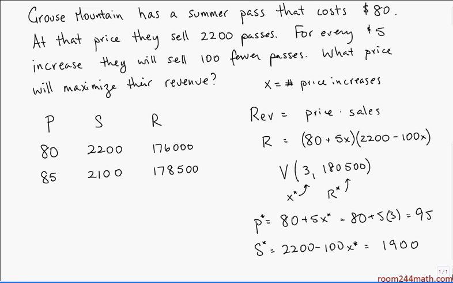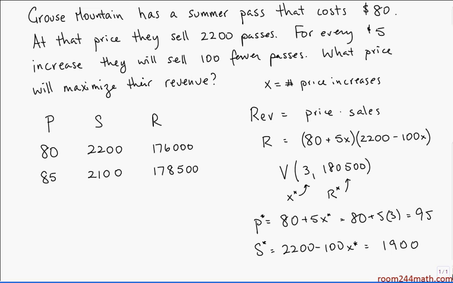Now, it turned out in this example that the number of price increases was an integer. One of the mistakes that is made in some textbooks, as far as I'm concerned, is the rounding of that number to an integer. Well, there's nothing really limiting the business to selling the prices at $5 increments. So let's say this just happened to give us a vertex of 2.75, 2 3/4 price increases.